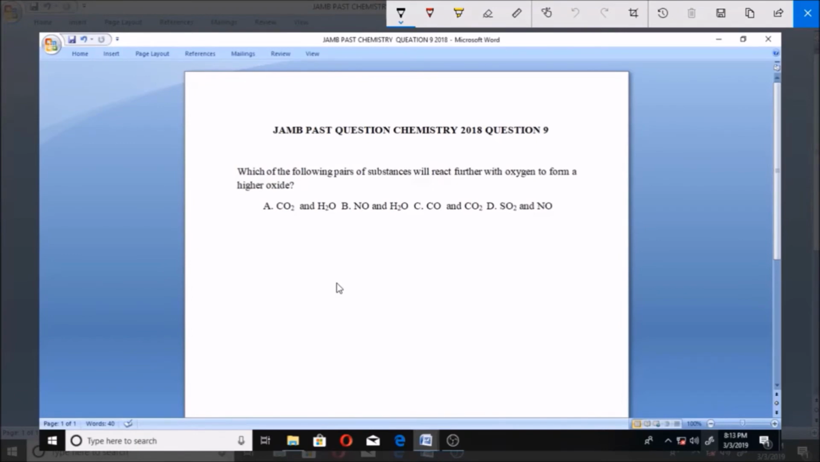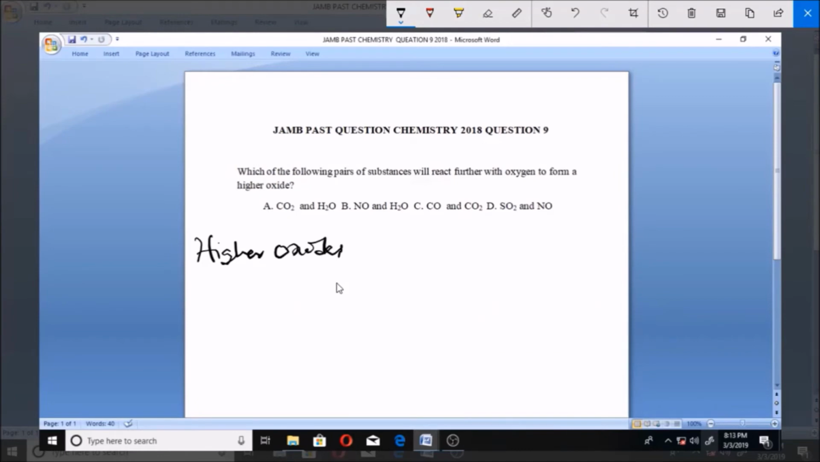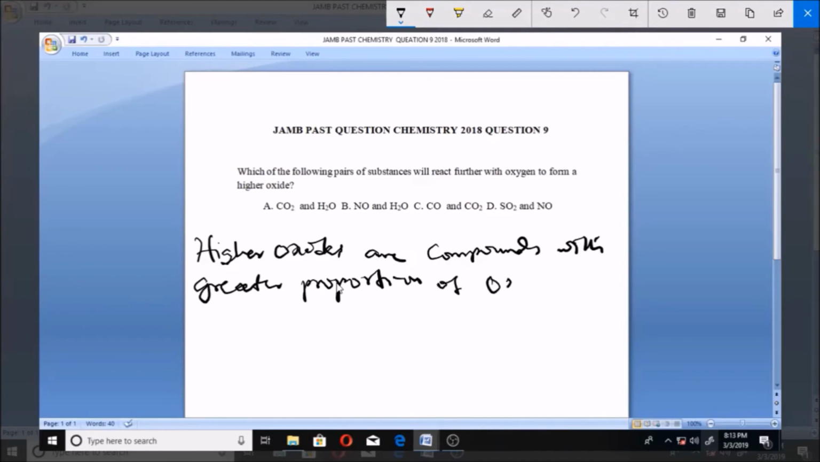Now, what are higher oxides? If we want to understand this, we need to know what higher oxides are. Higher oxides are compounds with a greater proportion of oxygen. So any compound in which there is a greater proportion of oxygen, like now you have H2O, which is a normal neutral oxide.